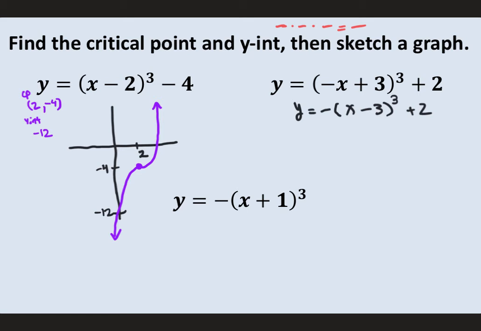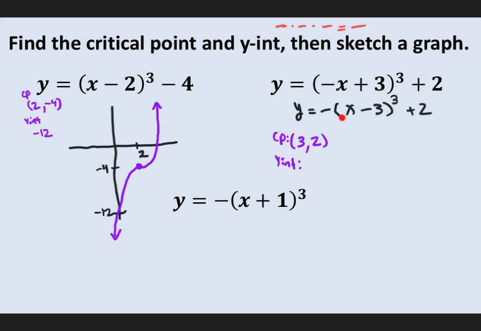We can now go ahead and identify our key features. Our critical point is at the point positive 3, comma 2. So the opposite of negative 3 is positive 3, but y is 2. And then our y-intercept we can calculate real quick.